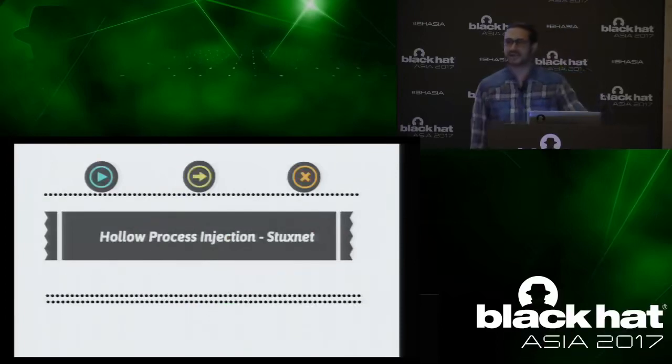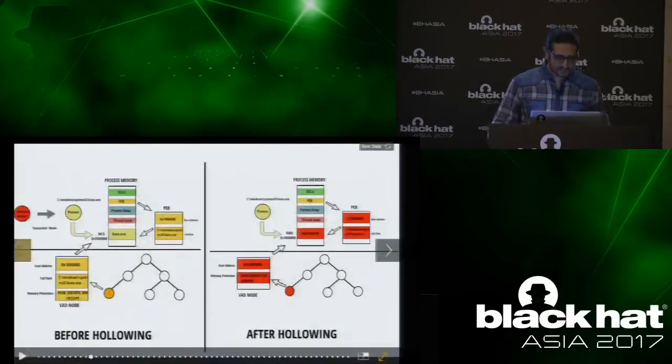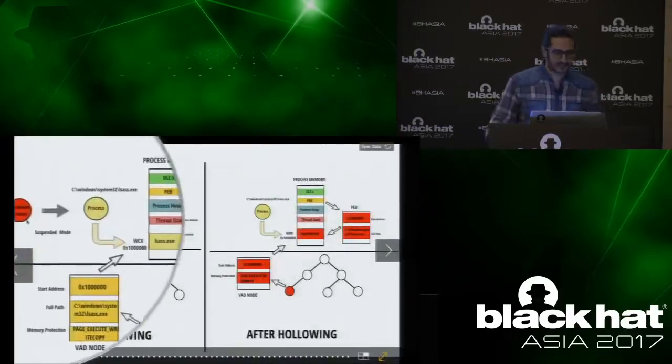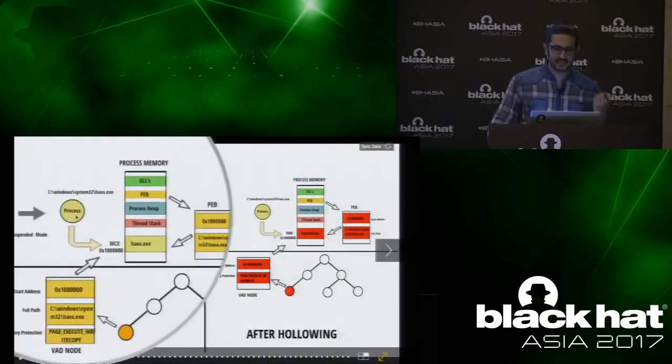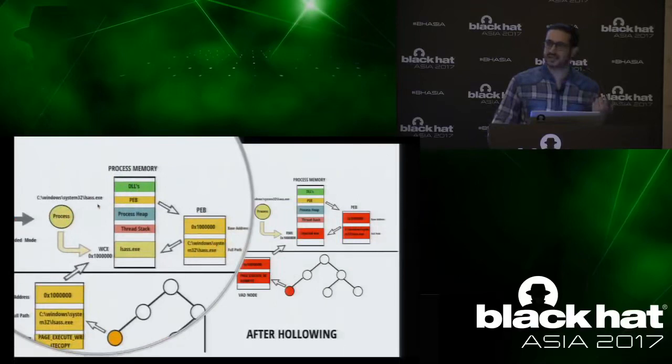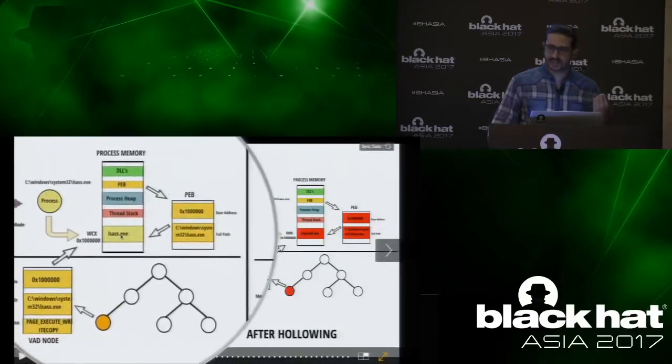So let's try to understand how Stuxnet hollow process injection works. Again, it's a traditional technique. So first, this is how Stuxnet hollow process injection works. There's a malware process that started a legitimate process in the suspended mode. In this case, it started lsas.exe in the suspended mode. As a result of that, lsas.exe was loaded in this memory region.